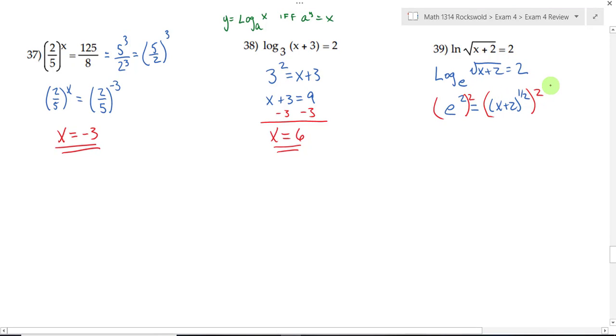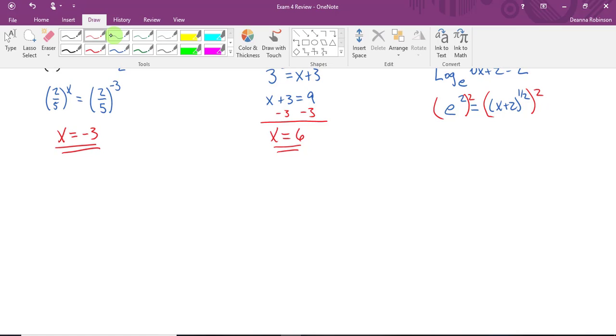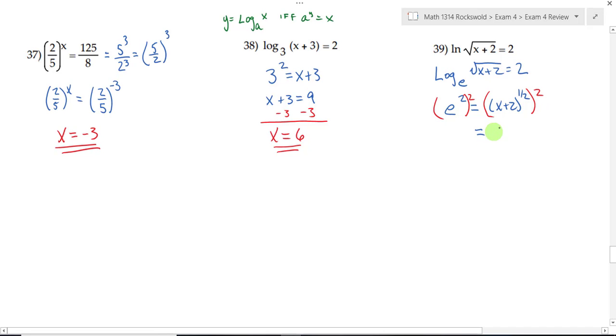Well, what happens when you raise a power to a power? What do you do to the exponents? Multiply. 1/2 times 2 is 1. So over here we get x plus 2 to the first. I don't have to write that. And what is e squared squared? e to the fourth. To solve this equation, we want to get x by itself.